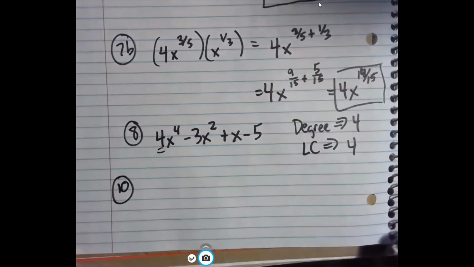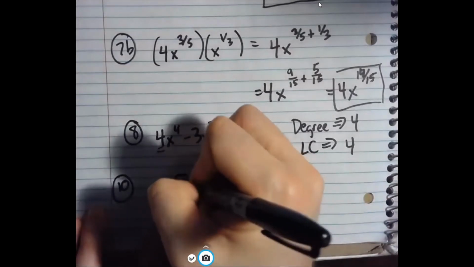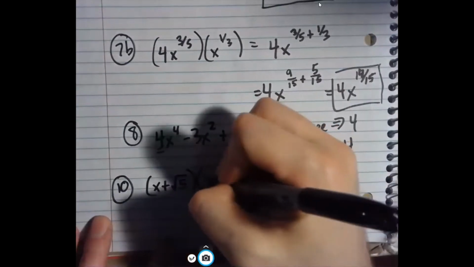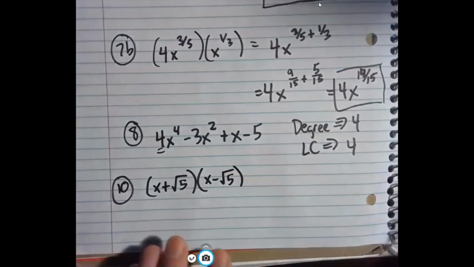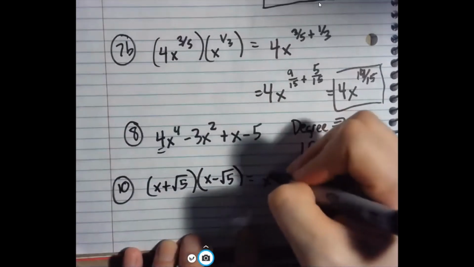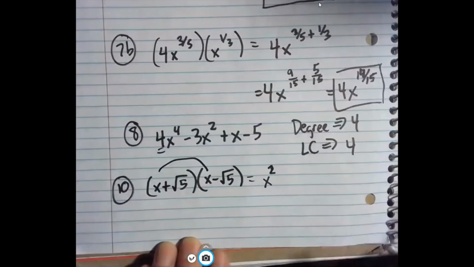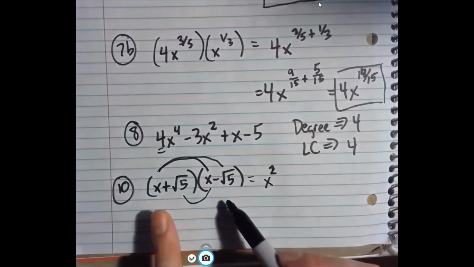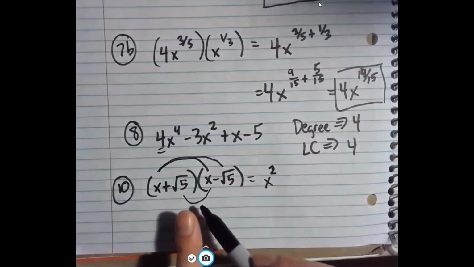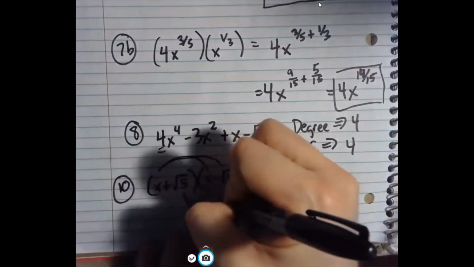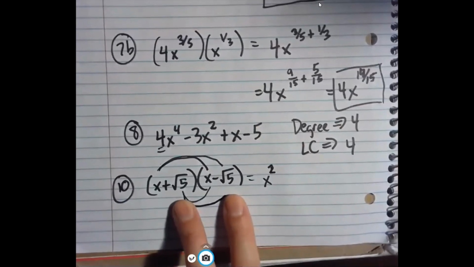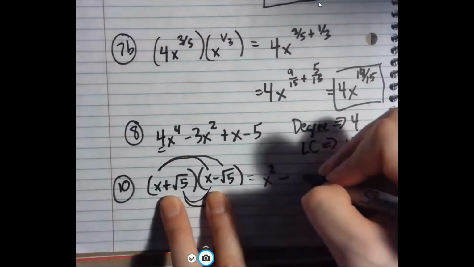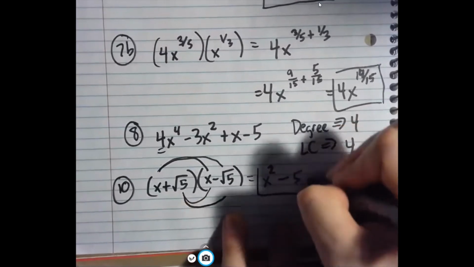Number 10, we have x plus root 5 times x minus root 5. So this is a foiling kind of deal. So we're going to take x times x. That's x squared. And if you look at this, when I do my outers and my inners, my outers give me negative root 5x. My inners give me positive root 5x. So that's just all going to cancel out. When I take the root 5 times the root 5, that's root 25 or just 5. Make sure you're careful with the signs here. This is a positive times a negative, so we're going to want x squared minus 5.